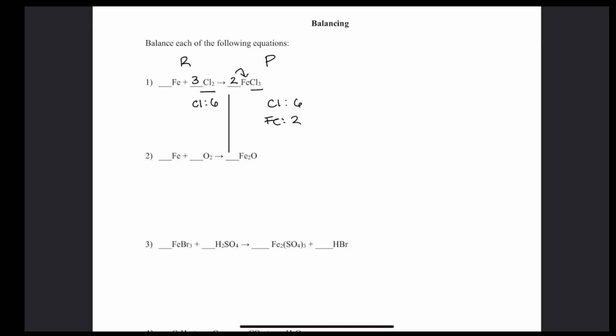Now, once I balance this out, if I distribute this 2 to the iron, we have 2 irons on this side. So to balance it out on the reactant side, we just have to add 2 as the coefficient for the iron, leaving us with iron as 2. So our balanced equation is 2Fe plus 3Cl2 produces 2FeCl3.